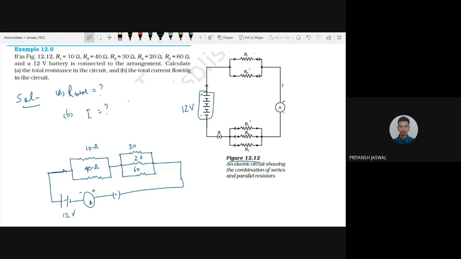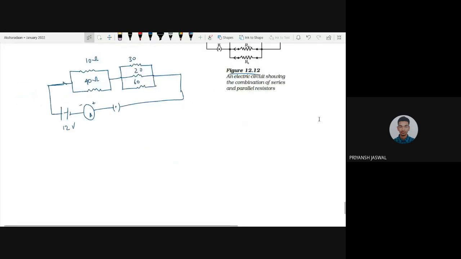We have to calculate total resistance. So we can calculate the resistance between these two terminals, say it is X and Y. It is easy. This one is the first parallel combination. This is second. So let's calculate them step by step.